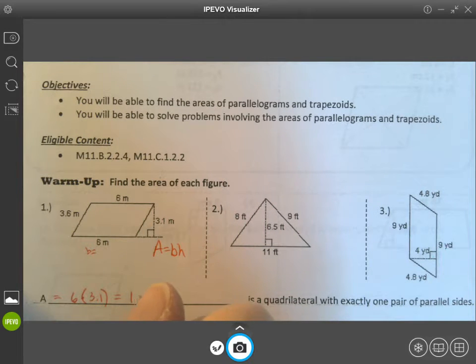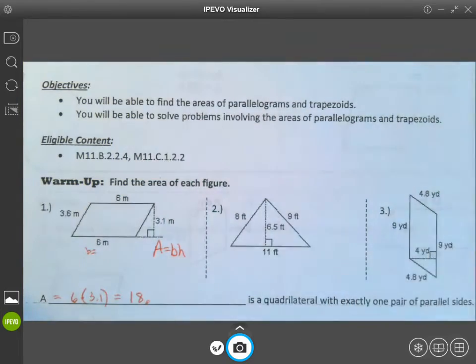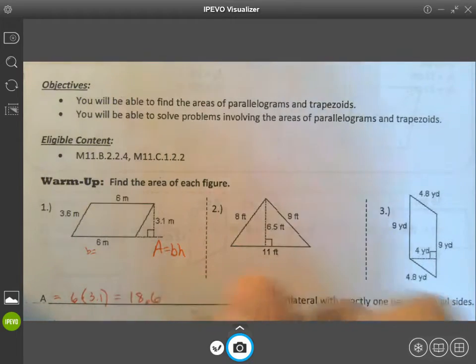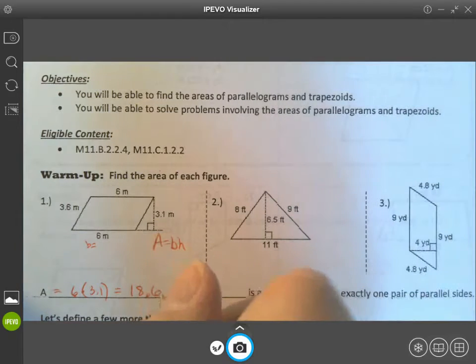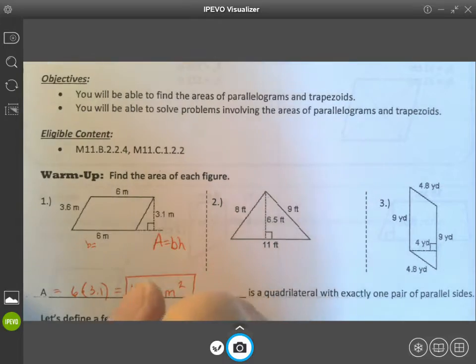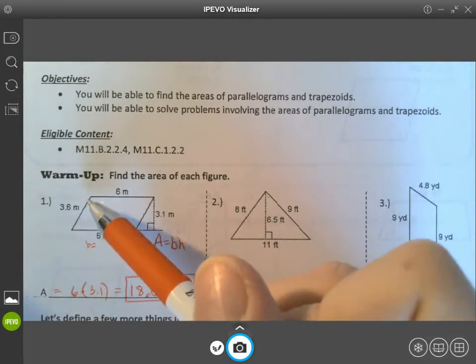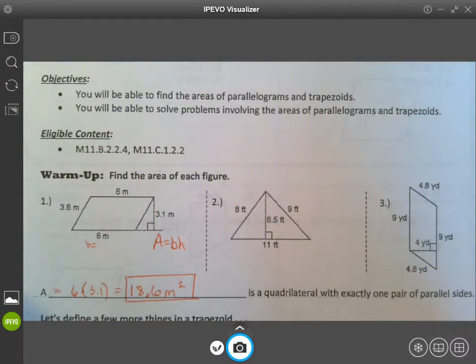Anybody checking that? 18.6. All right, thank you. I mean, 6 times 3 and 6 times 0.1. And what would you label that? Meters squared, because it's area, okay? So I'm not using that slant height, that 3.6.